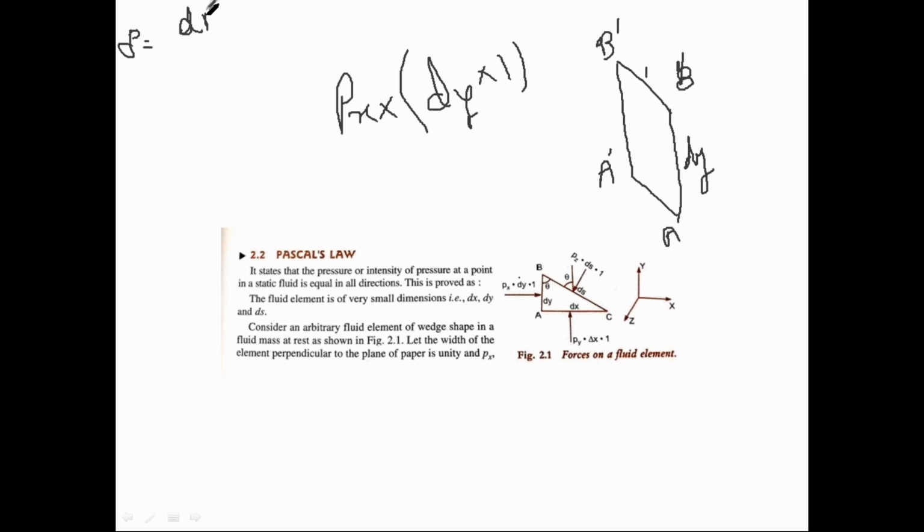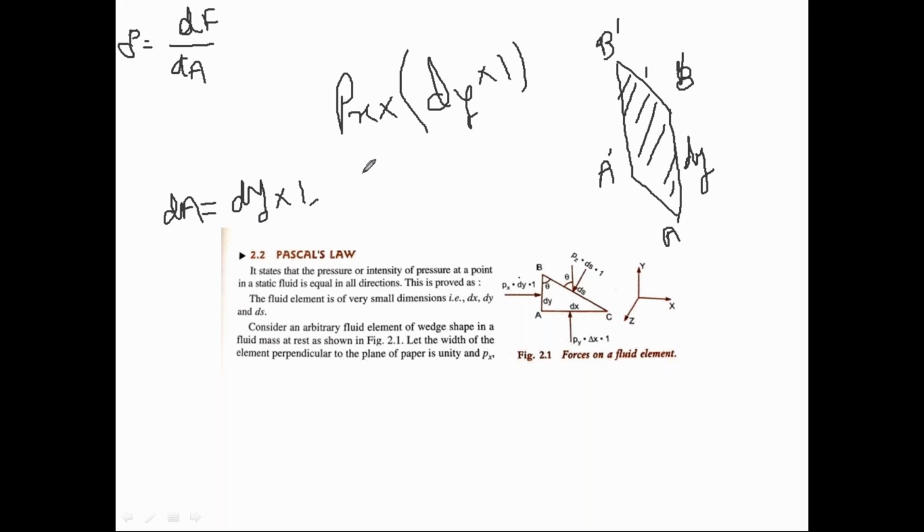dF divided by dA. So in this, what is the dA? dA, this one. What is the formula of dA? dA is nothing but the area of the element. Okay, so dA is what? dy into BB dash, how much is it? 1.